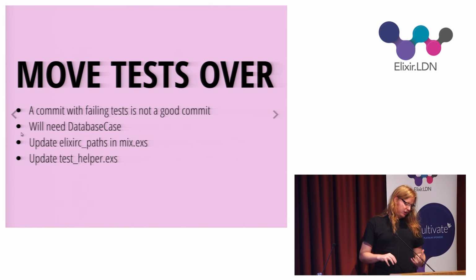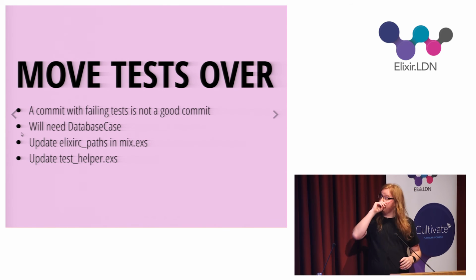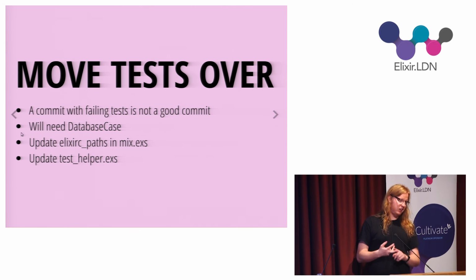We'll copy the database case over. We need to update the elixirc_paths and mix.exs as well. What this means is in Phoenix, when you generate a new application, there's this elixirc_paths, which is the path that will be compiled. The important one we need from there is test/support, and that ensures that the modules you're using for your tests are compiled as well. And update the test helper so it's using the correct repo checkout and the sandboxing that Ecto provides.